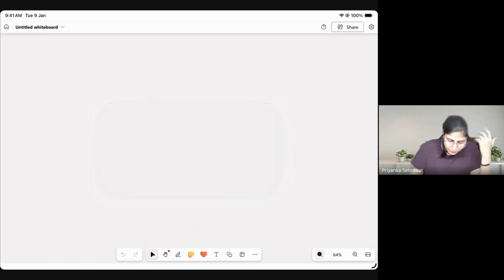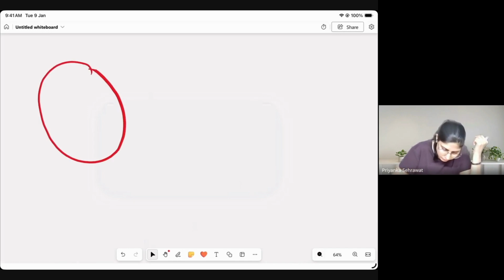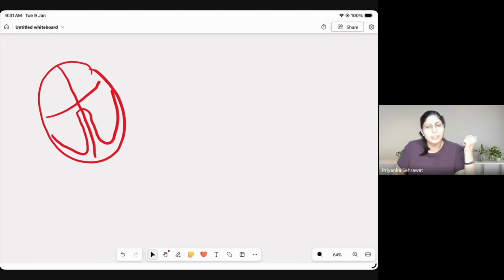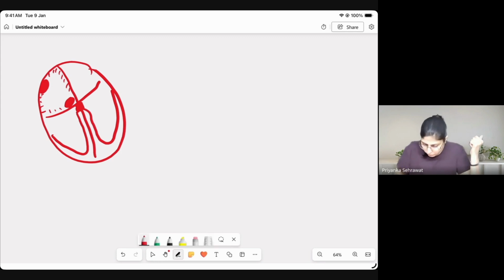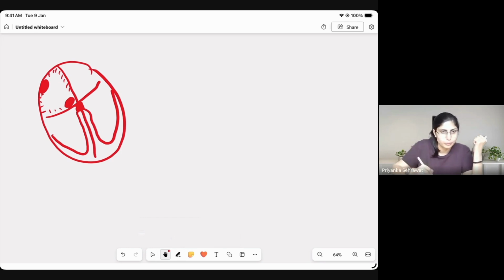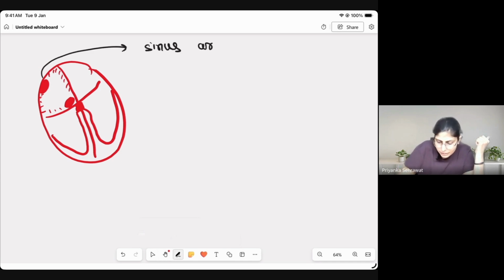getting generated, right? So if this is the heart, atria, ventricle, and these are the bundle branches and my Purkinje fibers, right? And this is the bundle of His. Here I have the AV node. Here I have the SA node. These are my atrial muscles, right? Now, if there is something happening to the SA node, we call it sinus arrhythmias.